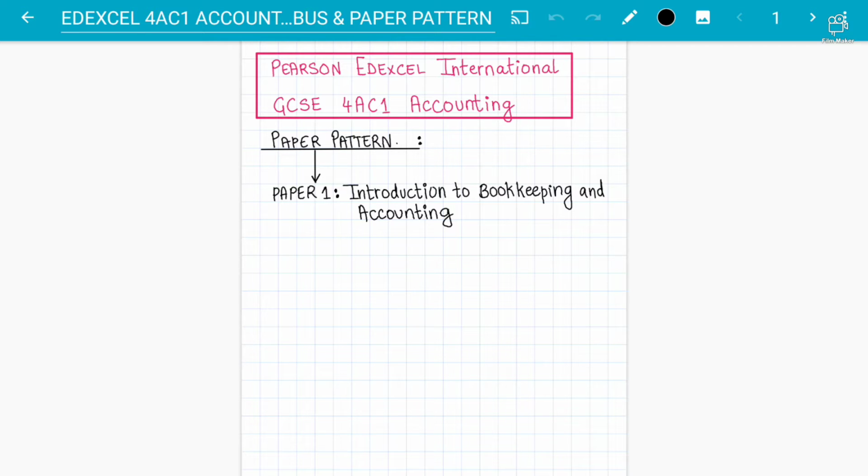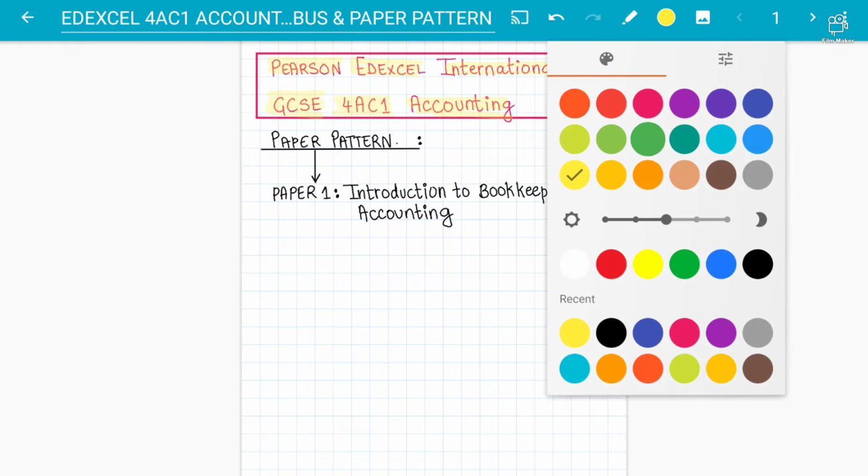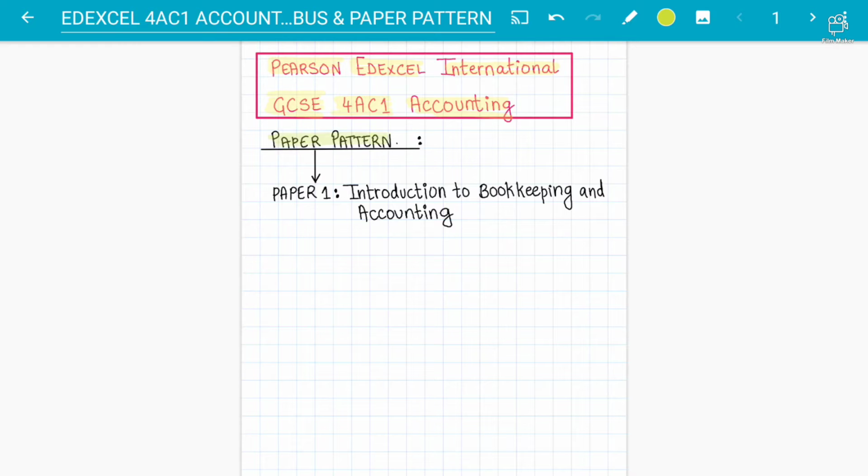This is a discussion on the Pearson Edexcel International GCSE 4AC1 accounting. I'm going to explain the paper pattern and the syllabus, what candidates must know about the paper pattern and syllabus, and how they should attempt this paper as well. Students need to understand that Edexcel accounting 4AC1 will have two papers, paper 1 and paper 2.